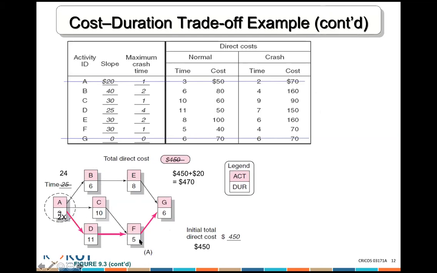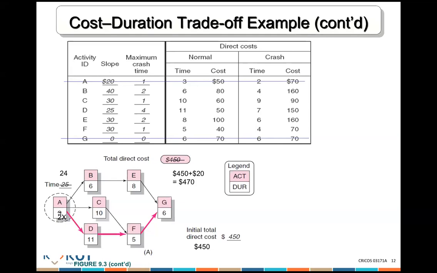So which one is the critical path? ADFG. Correct, because it's the longest duration, it's 24 days. So it is not ABEG, guys, because ABEG is the shortest, it's only 22 days. The longest is ADFG, which is 24 days.